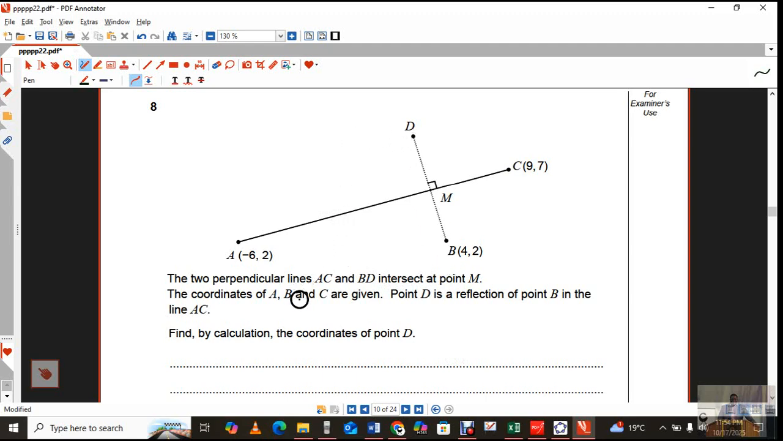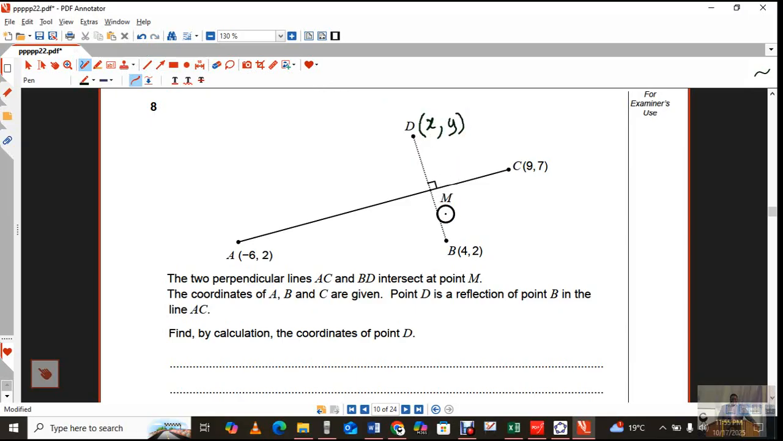We are given the coordinates of A, B and C, as you can see. Then they say point B is a reflection in the line AC. So the distance that B is away from M is the same distance that D will be away from M. I don't know what the coordinates of D would be, but we can write the coordinates of D as X and some Y.